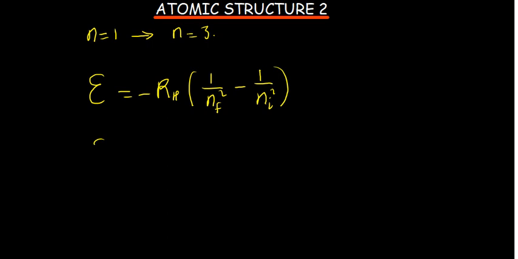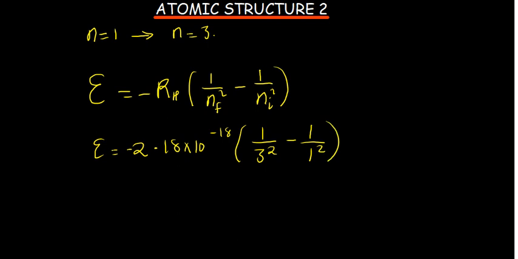So the energy is going to be this Rydberg constant you found, negative 2.18 times 10 to the power negative 18. Then we have 1 over the final energy level, as you can see it's going to the third energy level, minus 1 over the first energy level. That's where it's coming from. So this gives us energy equal to negative 2.18 times 10 to the power negative 18 times 1 over 3 squared, that is 1 over 9, minus 1 over 1.